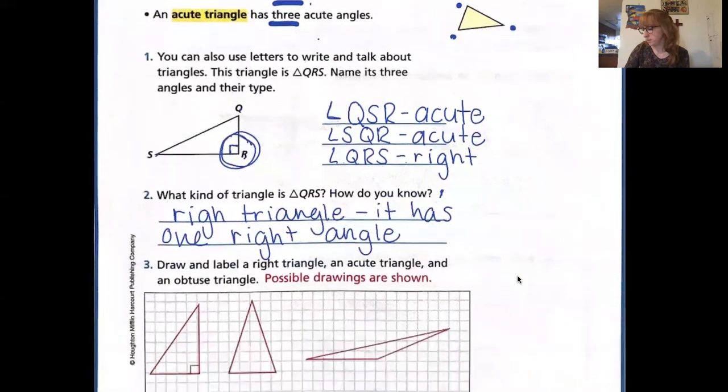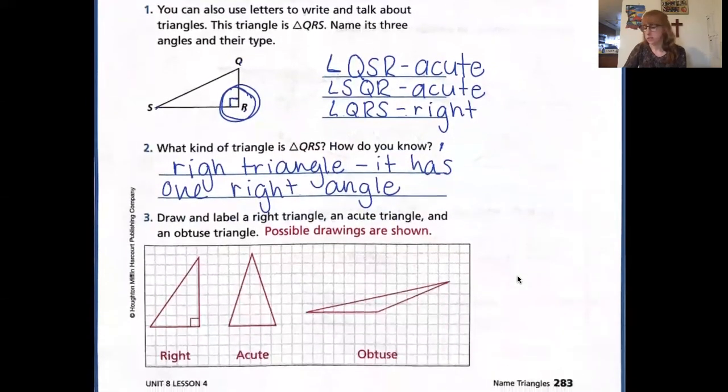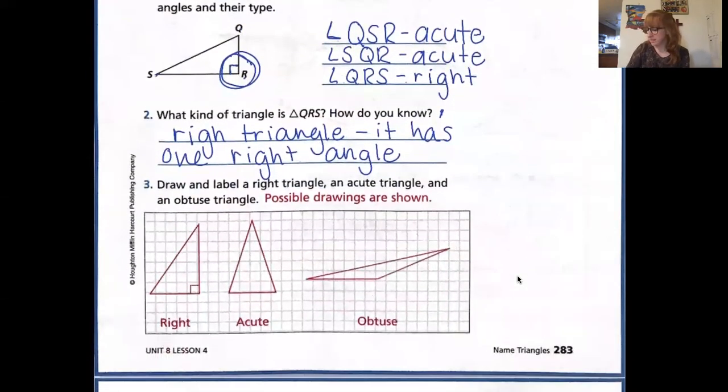Then for the drawings below, I left the ones that my answer book gave because I think that they're really great. They give us a right triangle here with this one right angle. They give us an acute triangle, again with three acute angles. And then our obtuse is very clearly an obtuse triangle with a very obtuse angle here. Okay.